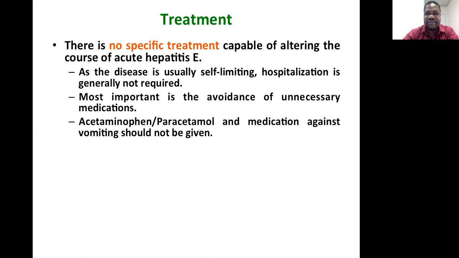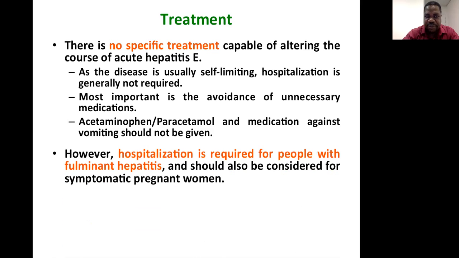So how do we treat this? There is no specific treatment capable of altering the course of acute hepatitis E. As the disease is usually self-limiting, hospitalization is generally not required. So most important is the avoidance of unnecessary medication. Drugs such as acetaminophen or paracetamol and medication against vomiting should not be given to this patient. They might make the condition worse.